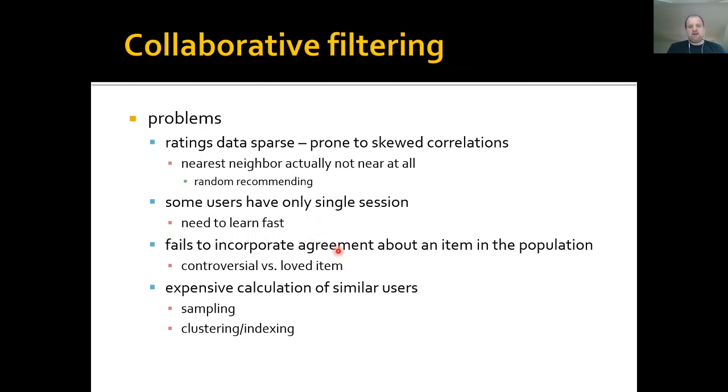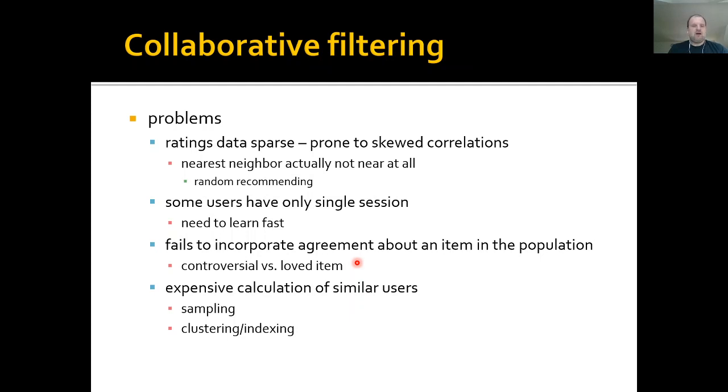What is interesting is that collaborative filtering might not work even if there is enough data, because for some items that are controversial, or that have really non-deterministic statistics in the population, this prediction could be completely wrong.